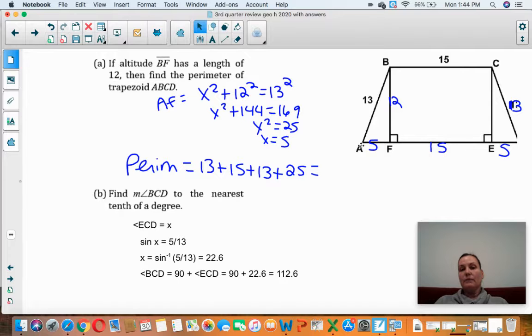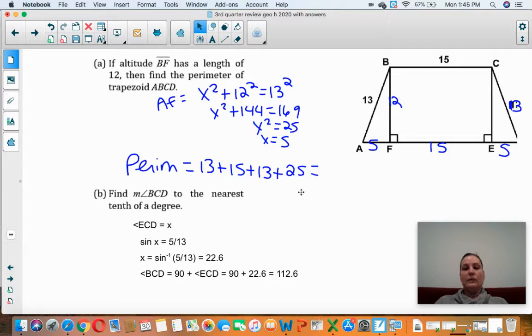Now I can find the perimeter. I'm just adding 13 plus 15 plus 13. And this whole bottom piece right here, 5 plus 15 plus 5 is 25. That perimeter comes out to be, I didn't add all those up. Okay, but you guys can add them all up. I'll make sure that it's posted right there. What is this? 25 and 15 is 40, and 40 and 26 is 66. So that should be 66.